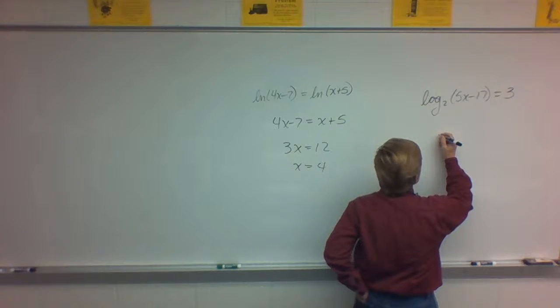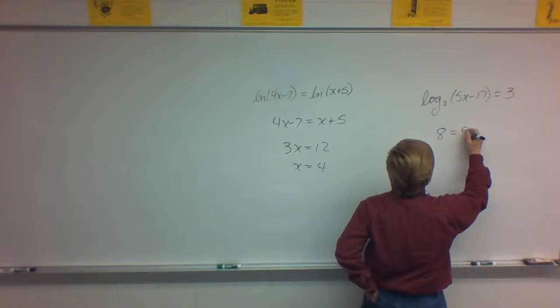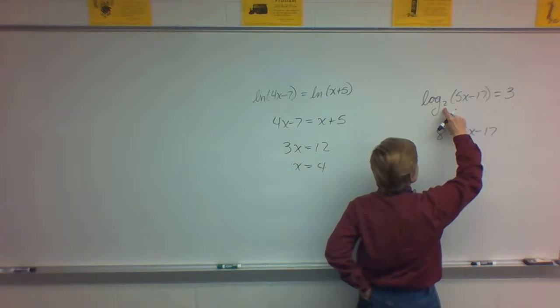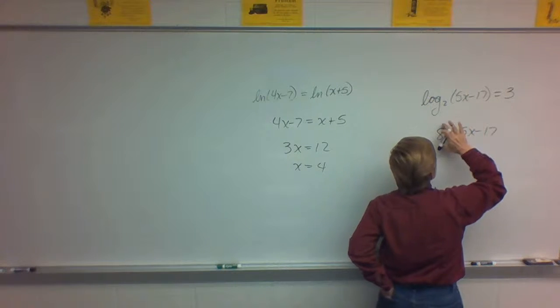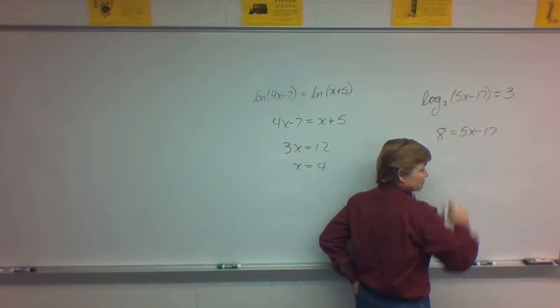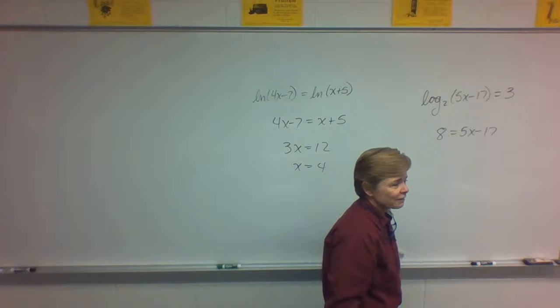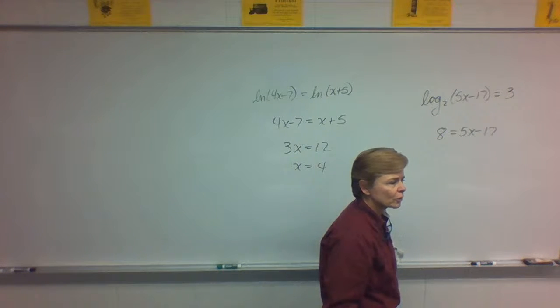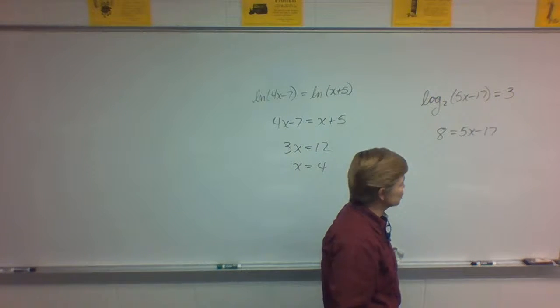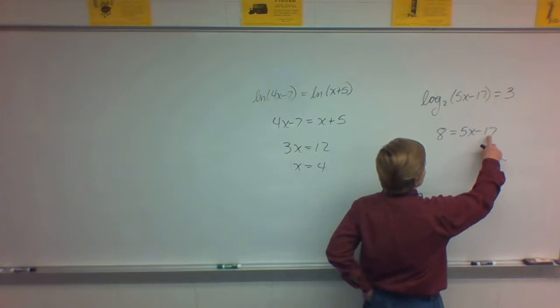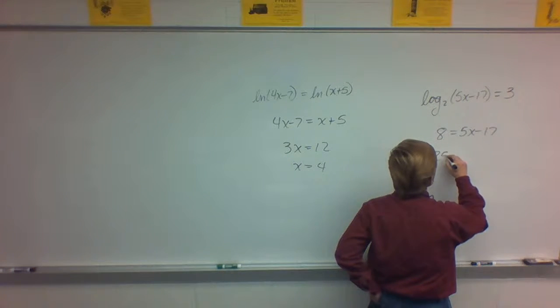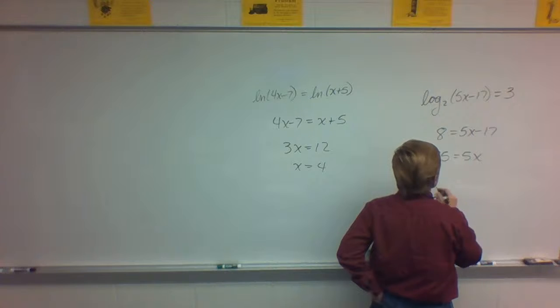Can you do the 2 cubed in your head? 8 is equal to 5x minus 17, because 2 raised to the third, that's 8, is equal to this stuff we were logging. See it? See how clean that worked out? This is now an algebra 1 problem, one you can all handle. Changing the log to an exponent did that. So we add 17 to 8, we get 25 equals 5x, and so 5 is x.